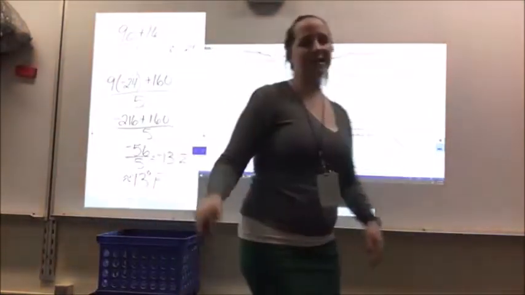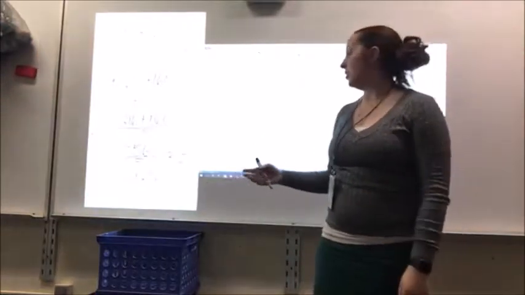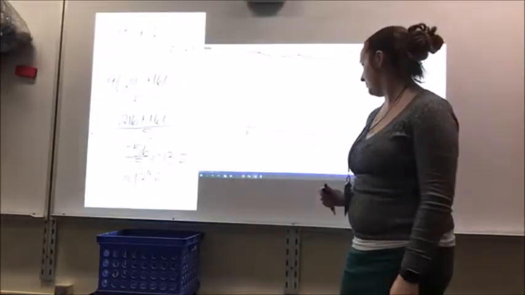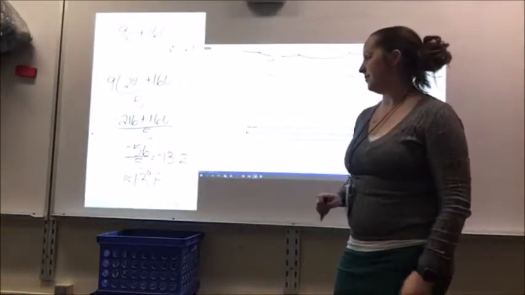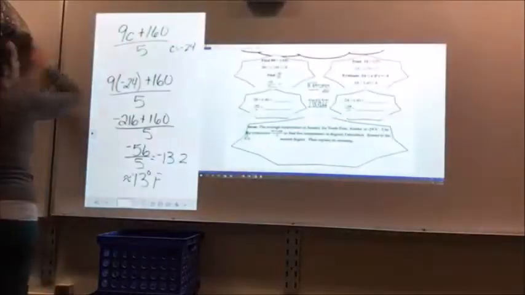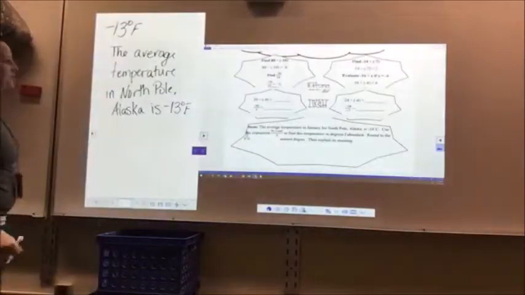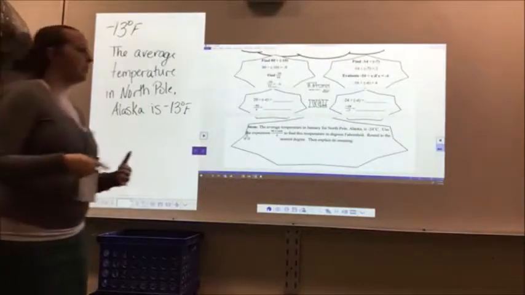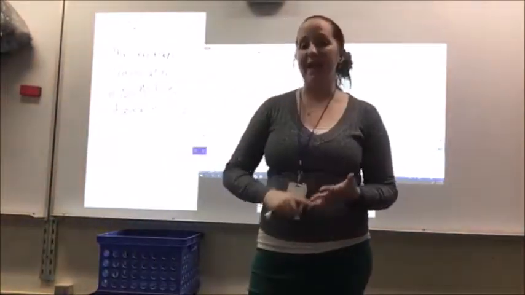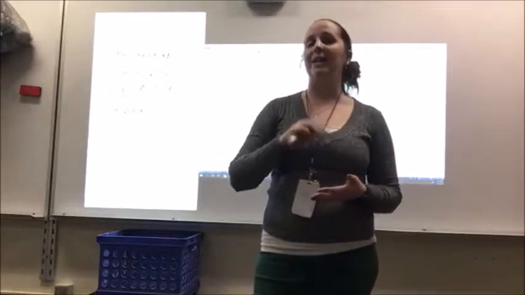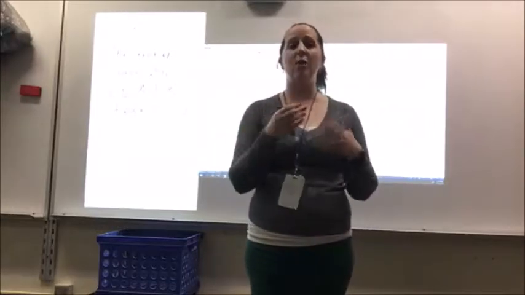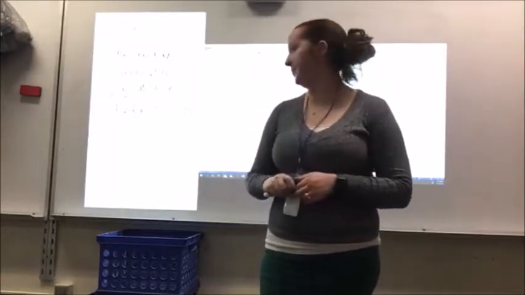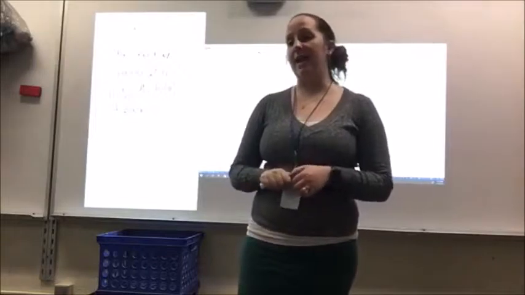Okay? This represents the degrees in Fahrenheit in North Pole, Alaska. Okay, that's what it represents. So the average temperature in North Pole, Alaska is negative 13 degrees Fahrenheit. That's what it means. Okay, so I wrote it down, I explained my reasoning, I explained what it meant, and I found my answer. Okay, make sure you follow all the steps in the problem. You don't just do one and be done. Okay, you lose points that way. All right, that is the end.